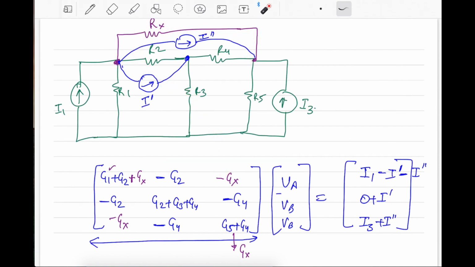Earlier, this was not there, right? So you were writing it as 0 because there was no resistance. But now the resistance is there, so that is the common resistance. So all the resistances in the off diagonal are the common resistances. That's why we are writing GX.